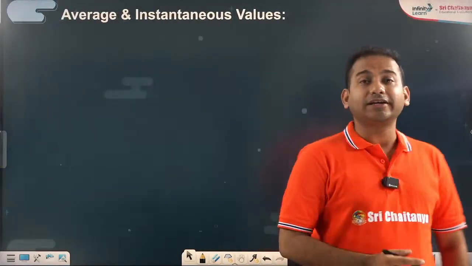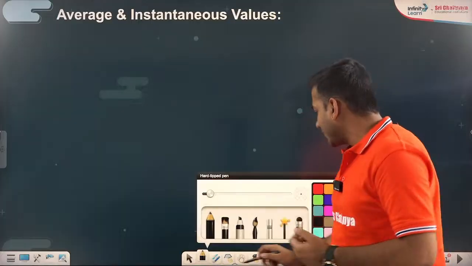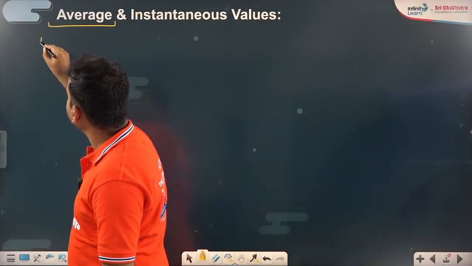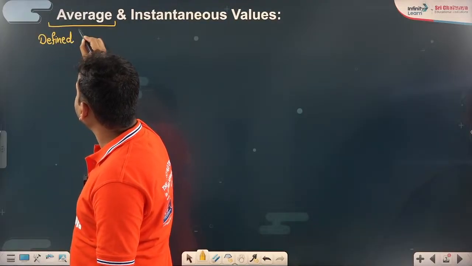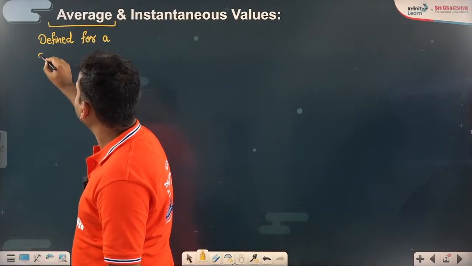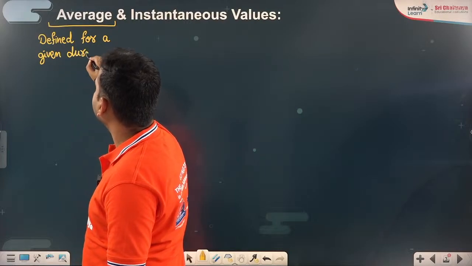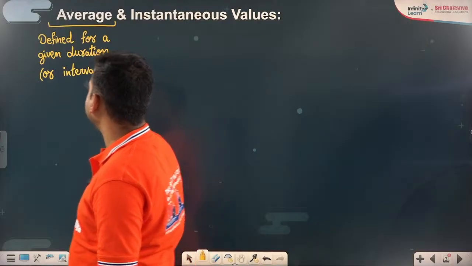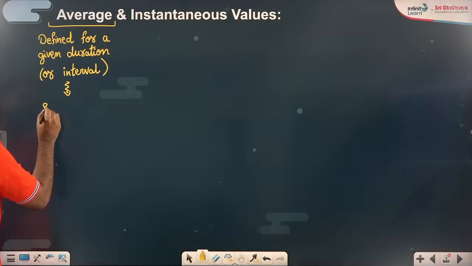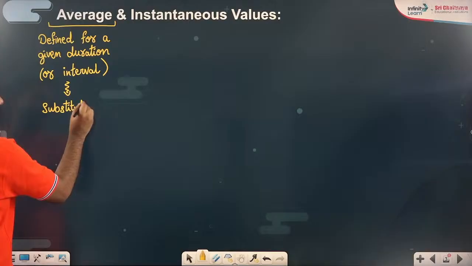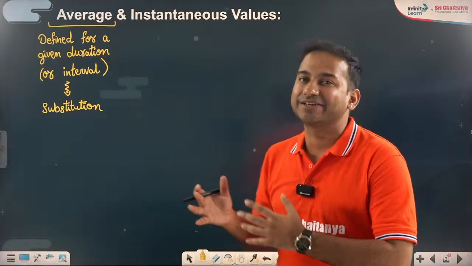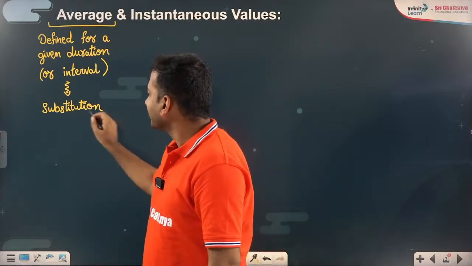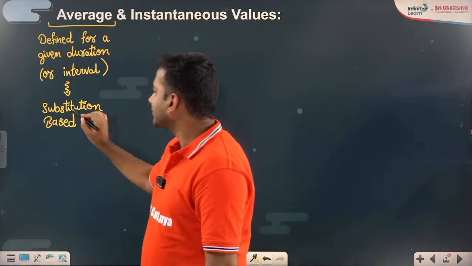Yeah. So now, first of all, I'll introduce the concept of average and instantaneous values. Average value is defined in a particular duration, as the name average suggests. It is defined for a given duration or interval. And it is basically substitution based. Means if we are going to find out the average value of any physical quantity over a given interval or over a given duration, we are going to use the substitution technique of mathematics. I'll give you a few examples. You'll understand it better. So, substitution based. Okay. This as a rule you need to remember.